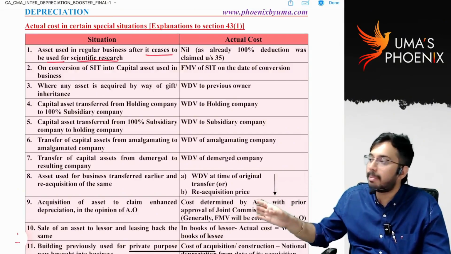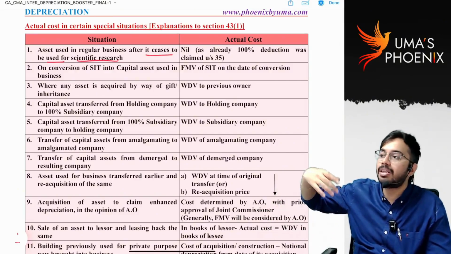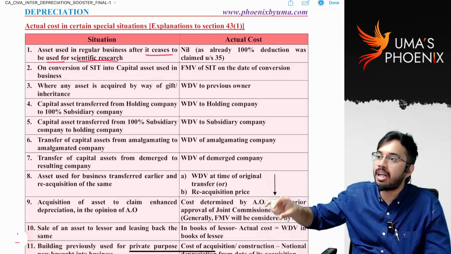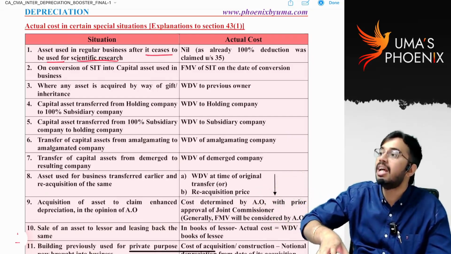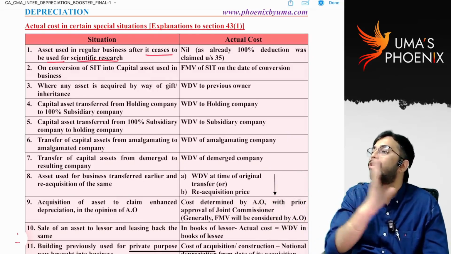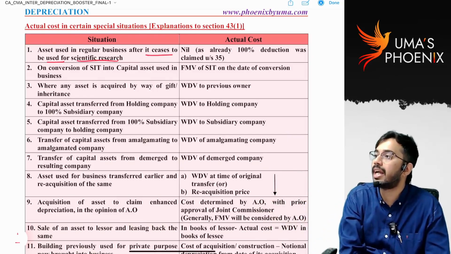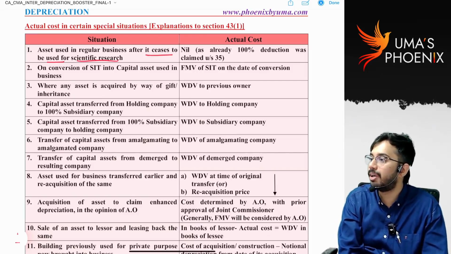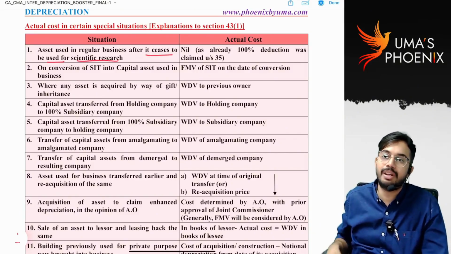So to prevent double deduction, as already 100% of the expenditure is claimed as deduction, whenever asset used for scientific research is brought into regular business, that asset will be added to general block of assets at 0 rupees value, so that no second depreciation will be provided. Is it clear? Are you able to understand? Did you understand the logic as well?